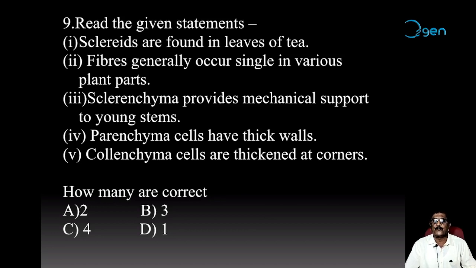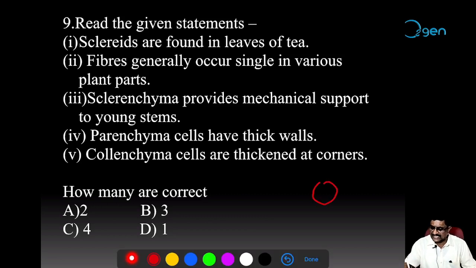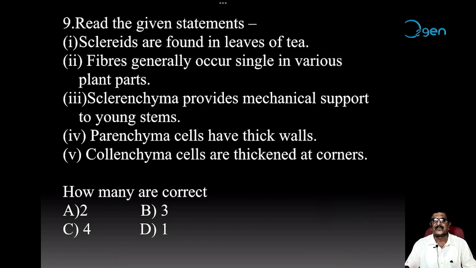Fourth statement, parenchyma cells have thick wall. No, the parenchyma cells are usually thin walled because of absence of secondary wall deposition. Hence, the fourth statement is wrong. Fifth, collenchyma cells are thick walled at the corner. Yes, collenchyma cells are round or elongated or cylindrical, and these corners are thickened due to deposition of pectin. Hence, statement 5 is also correct.